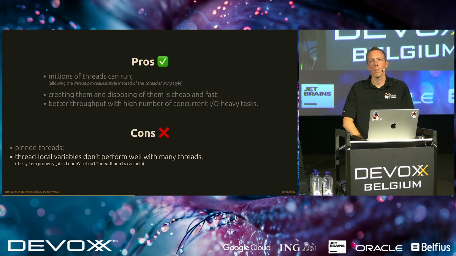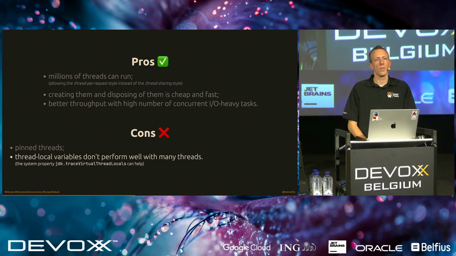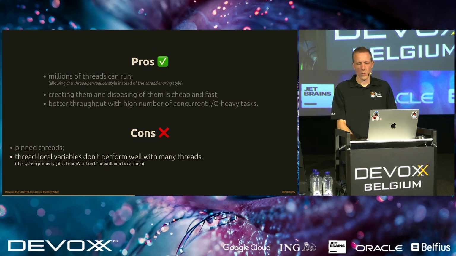So if you think that the risk is high for your project, you could set this system property to true. And every time a virtual thread uses the value or sets the value of a thread local variable, it will trigger a stack trace. And that way you can keep track of any places in your code that use this construct. So that's something that you could use to your benefit.